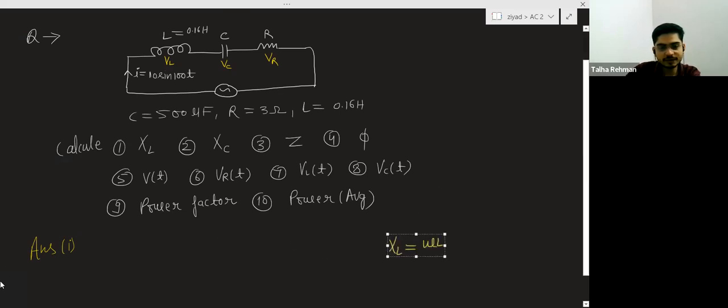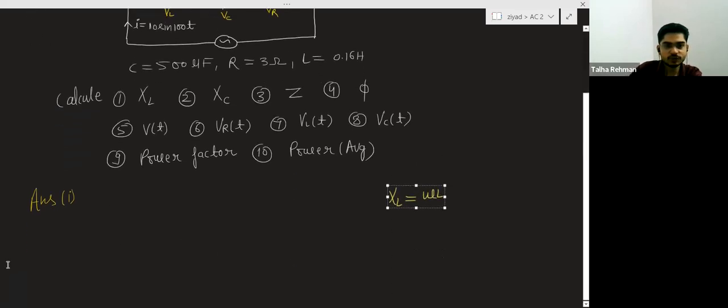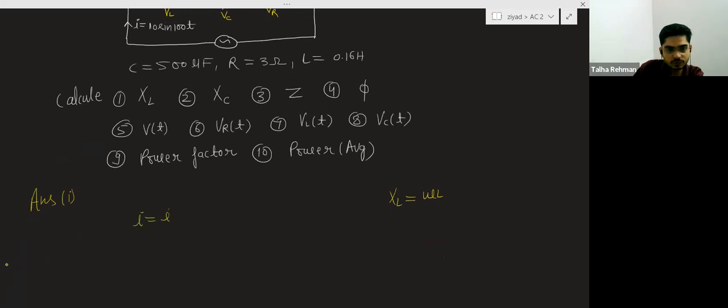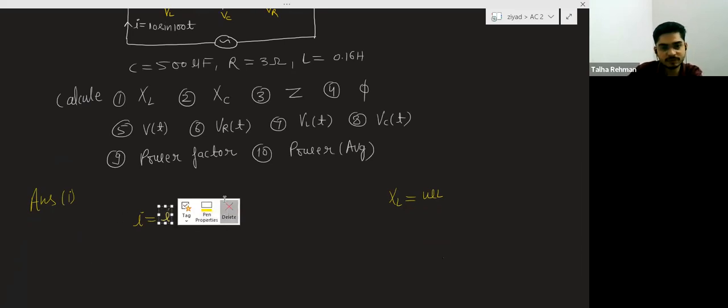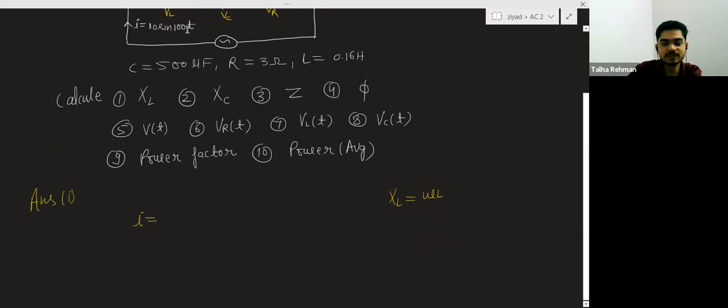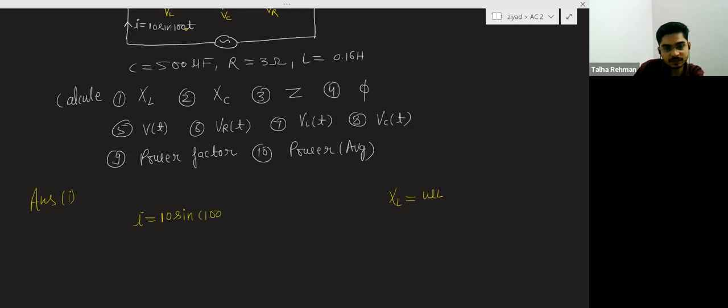Now for calculating omega, the equation of the current is given in the question. I is equal to 10 sine omega t is given. See, the equation of the current is given in the question: I is equal to 10 sine 100 t.